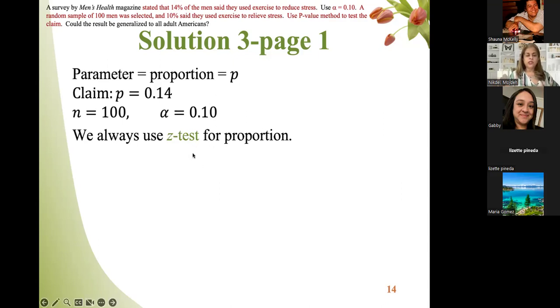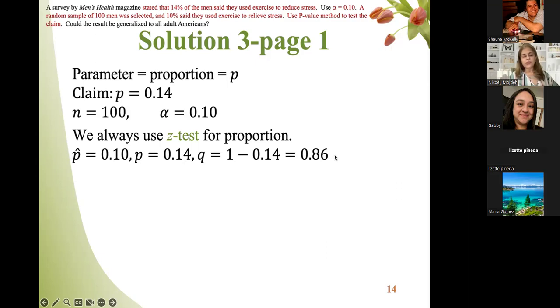So we're going to use the z-test. p-hat is 0.10 because it's in the same sentence as the sample size. P from the claim sentence or from the H0 sentence is 0.14. Q is 1 minus 0.14, 0.86. In this example, I gave you n, but I didn't give you x in the sample sentence. Instead of giving you x, I gave you a percentage, which is your p-hat.